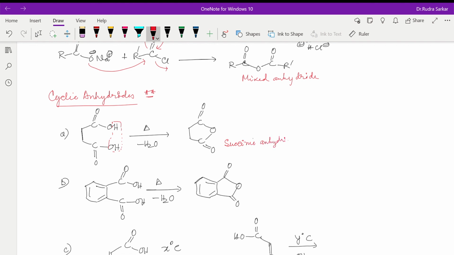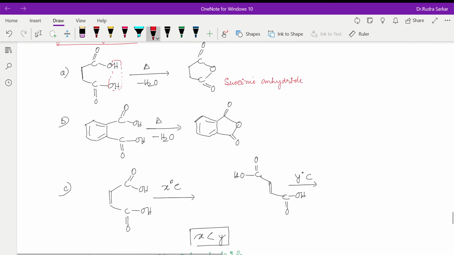Guys should remember that we had used succinic anhydride in the Friedel-Crafts acylation reaction to synthesize finally naphthalene. Again, this is phthalic acid, and this is phthalic anhydride. All right.